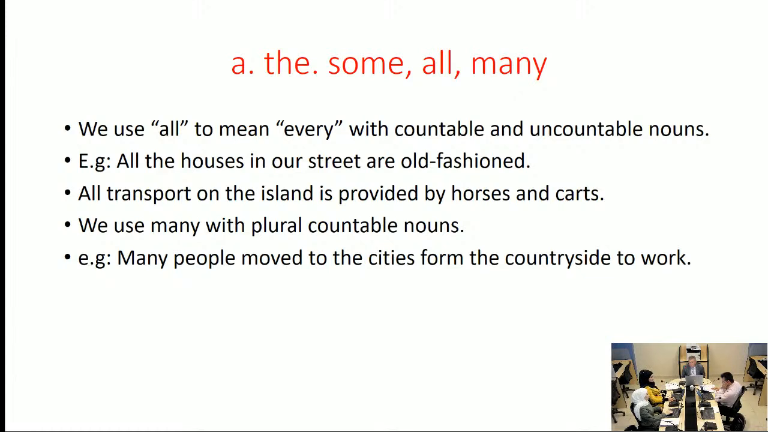Is a plural. Plural, yes. And as for many, we use many with plural countable nouns. Many people move to the cities from the countryside to work. Sometimes they say many is used only in questions, not in the positive, but no, we can use it. Maybe sometimes in the book it is mentioned in the question. It's okay.